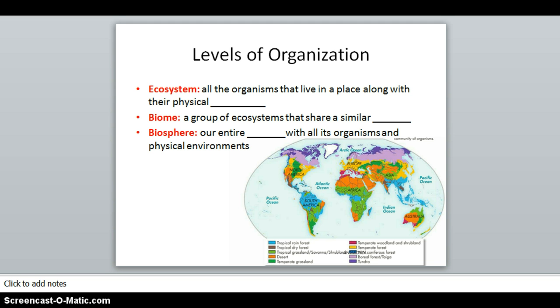The ecosystem is the next largest layer as we move up. The ecosystem includes all the living things in a particular area and also their physical environment. So all the levels of organization up to this point have included only biotic factors. But an ecosystem is the first level of organization to also include abiotic factors. A biome is a group of ecosystems with a similar climate.